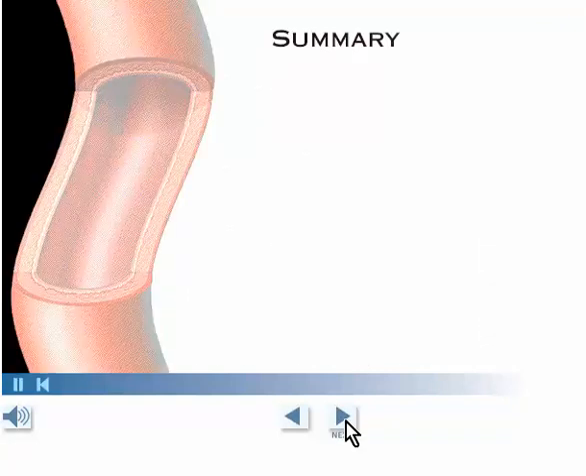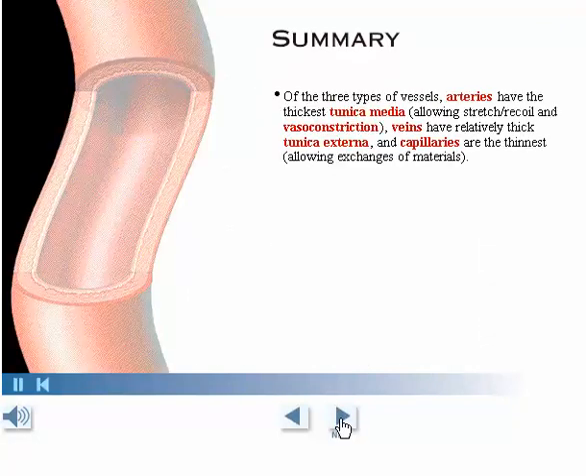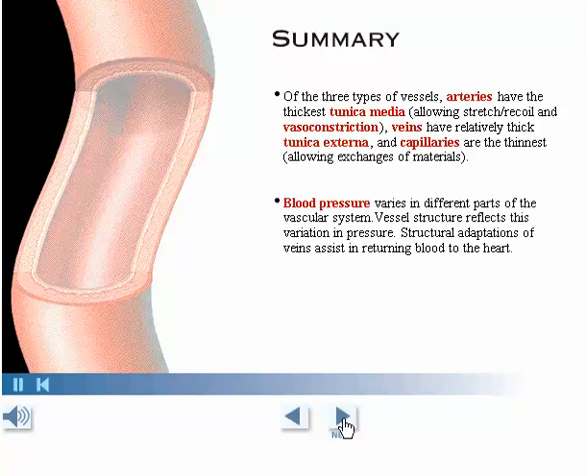Here's a summary of what we've covered. Of the three types of vessels, arteries have the thickest tunica media, allowing stretch, recoil, and vasoconstriction. Veins have relatively thick tunica externa, and capillaries are the thinnest, allowing exchanges of materials. Blood pressure varies in different parts of the vascular system. Vessel structure reflects this variation in pressure. Structural adaptations of veins assist in returning blood to the heart.